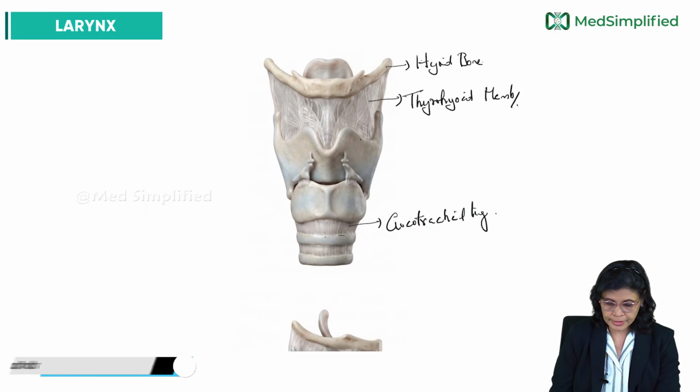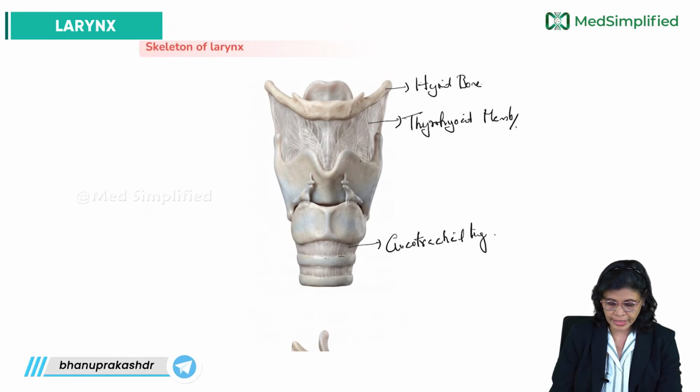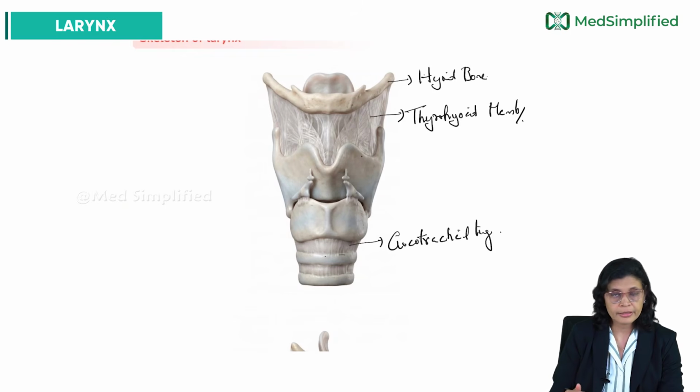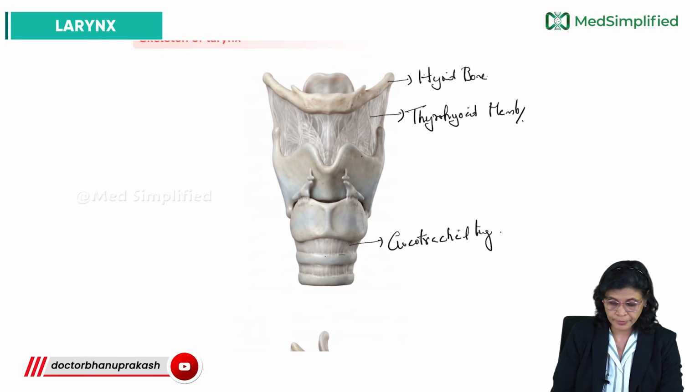Here, the thyrohyoid membrane extends from the upper border of the thyroid cartilage up to the upper border of the hyoid bone. Between the posterior aspect of the hyoid and the membrane, there will be a bursa, which we call the subhyoid bursa.